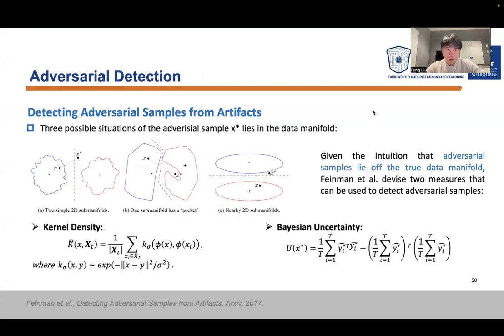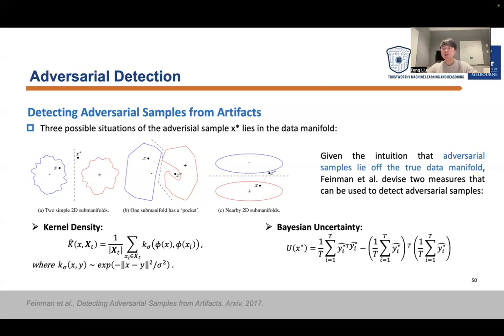In this line, adversary detection, the first representative work is detecting adversary examples from artifacts. It shows three possible situations of where the adversary example X star lies relative to the data manifold. The first one is like this figure. The second one is that adversary data is really in the other manifold. But it's not in the manifold, but it's near to the other manifold. The last one is this one. It's nearby to the submanifold.